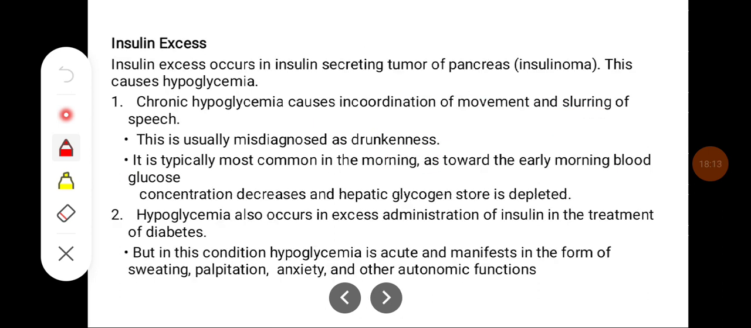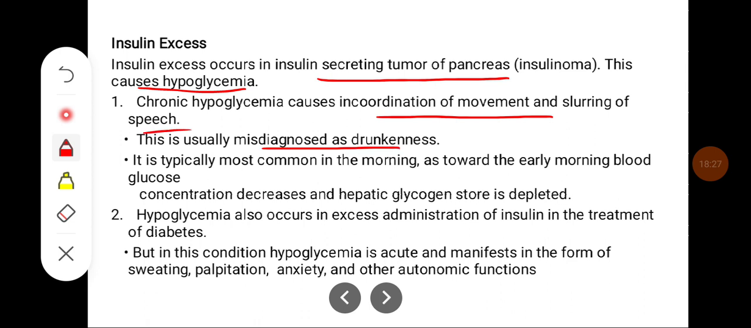Insulin excess occurs in insulin secreting tumors of pancreas like insulinoma. This causes hypoglycemia. Chronic hypoglycemia causes incoordination of the movement and slurring of the speech. So this is usually misdiagnosed as drunkenness.